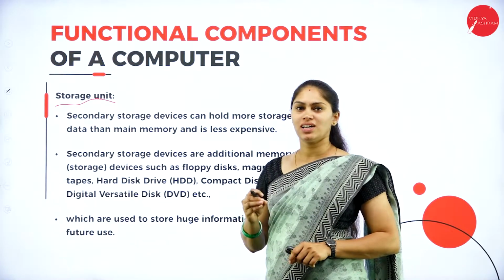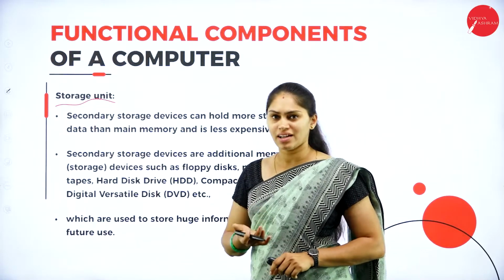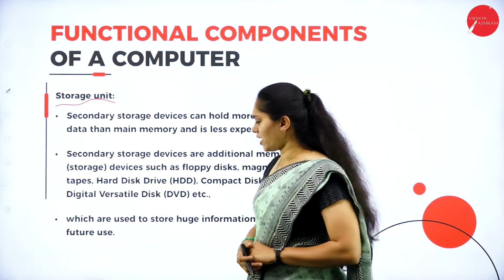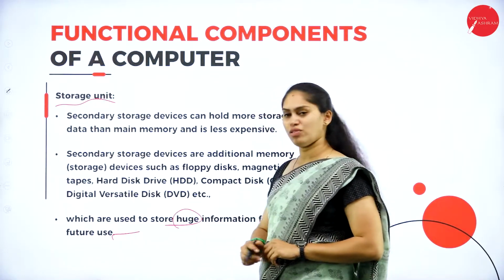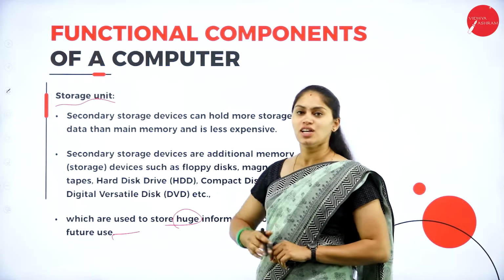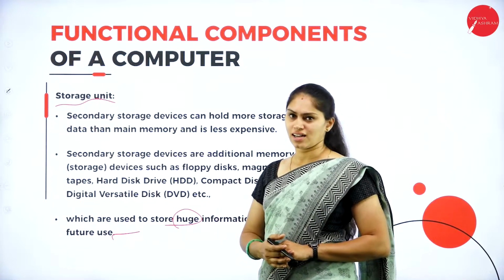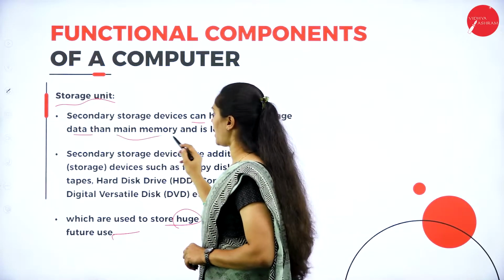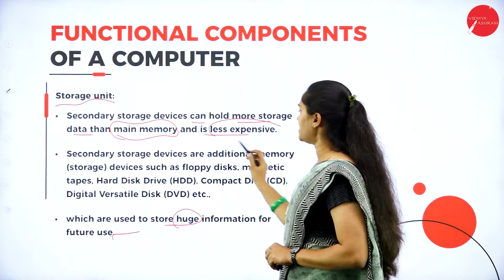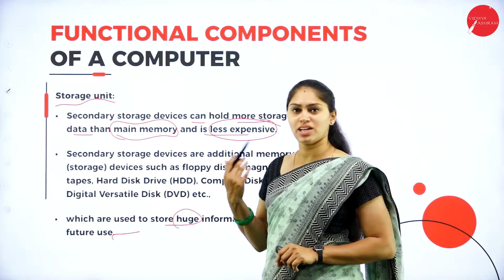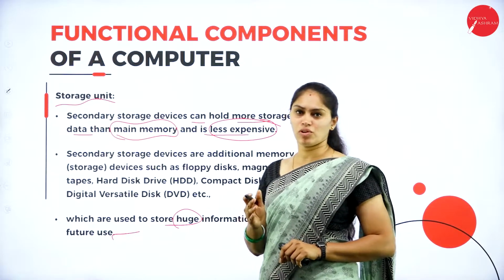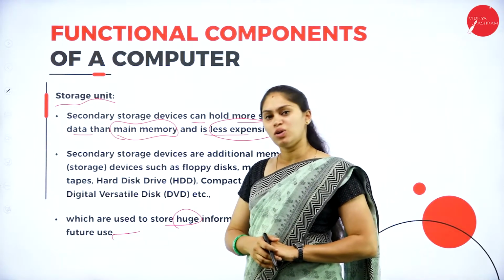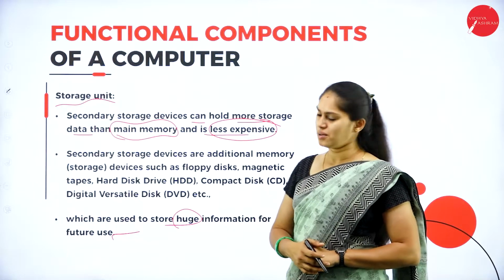If you want to store data temporarily, or data which is smaller in size, then you can go with the main memory. But if you want to store a large amount of data or huge information, then we have to go with the storage unit, that is secondary storage. It can hold more data than the main memory and it is less expensive. RAM is more expensive, that is primary memory, which is inbuilt memory. But secondary storage devices are not so expensive when compared to primary memory.